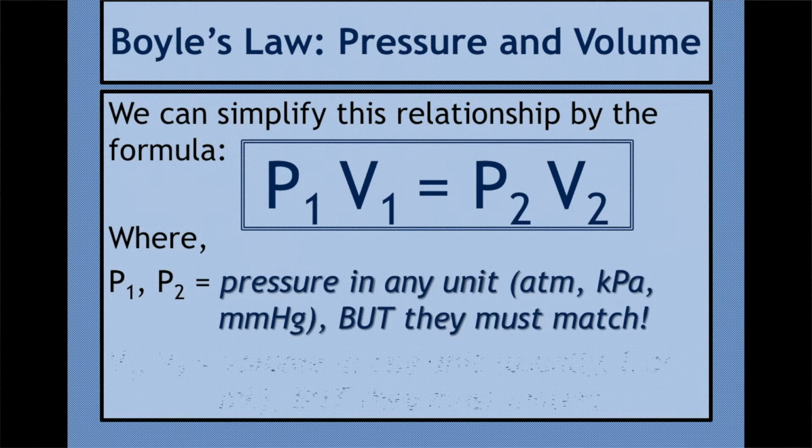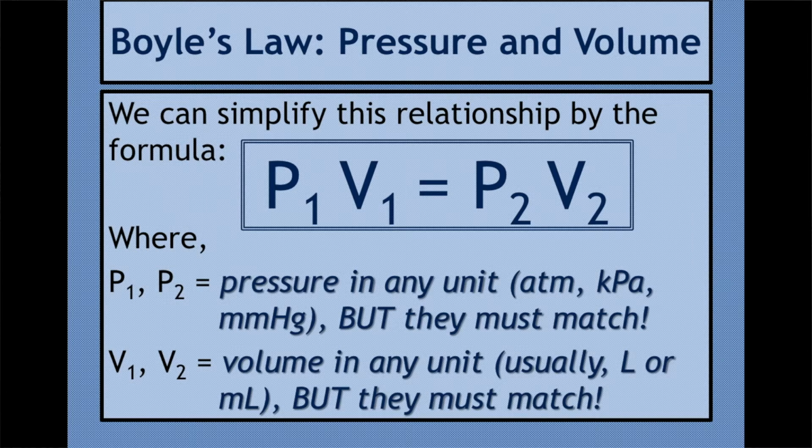Pressure can be in any unit, atmospheres, kilopascals, or millimeters of mercury, but they must match. If the question doesn't give you the same pressure units, you need to convert one, preferably the one that the question isn't asking the answer to be in. For example, if it gives you atmospheres and millimeters of mercury, and it asks for millimeters of mercury, it's probably best to convert the atmospheres to millimeters of mercury, since that's what the question is asking for. And volume can be in any units, usually liters or milliliters, but again, they must be the same.